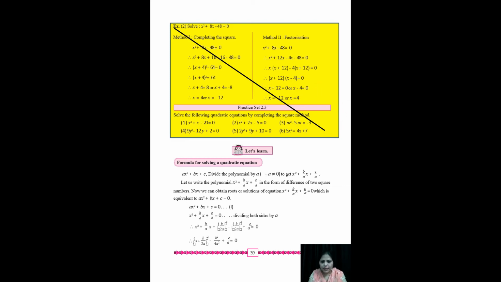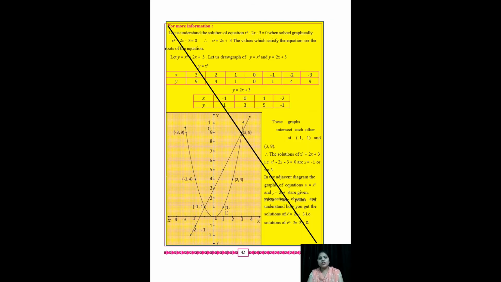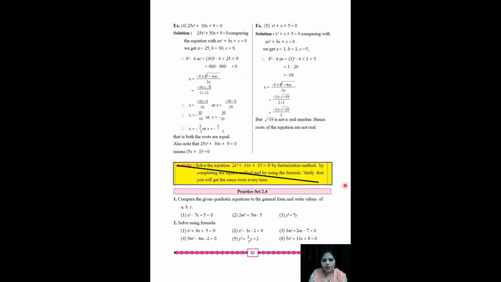Page number 39, practice set 2.3. Now page number 42, for more information, this part is also being cancelled now. Now see here, one activity was given on page number 43: solve the equation by completing square method. Now you are not supposed to solve this equation by completing square method. As the completing square method has been cancelled, this activity is also cancelled. But if you want to solve this equation by some other method, you can try it out.